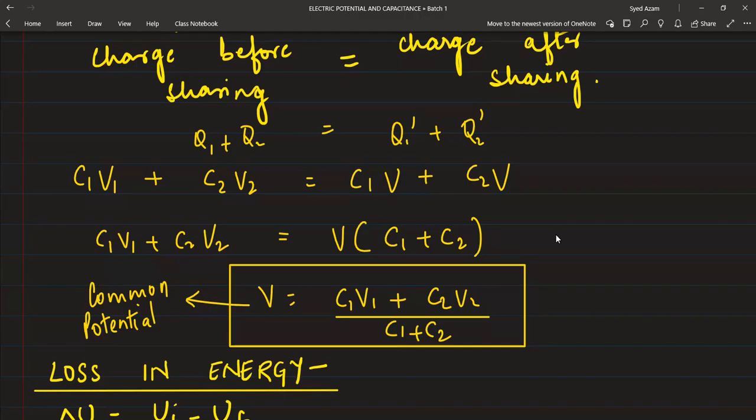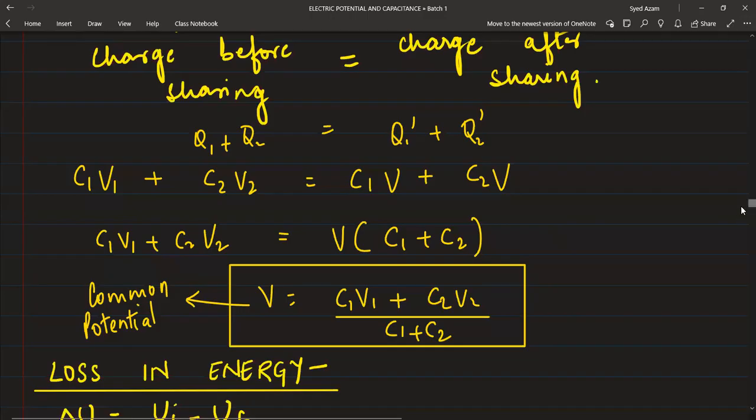So in class 11th, you must have done thermal equilibrium, where heat flows till the time both the containers achieve the same temperature. So here also the charge will flow till the time the bodies reach the same potential. So that potential which has now been reached is called the common potential.